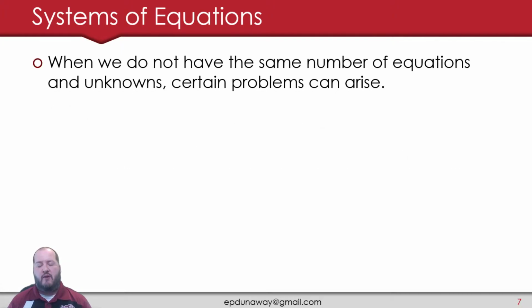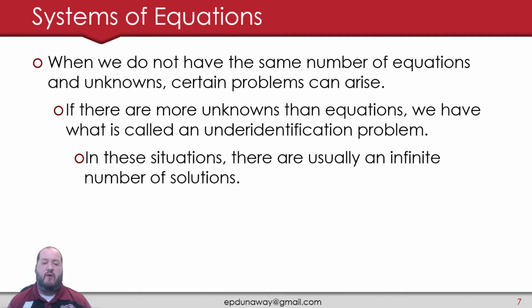So anyways, a couple other thoughts about this is if we're dealing with systems of equations and we don't have the same number of equations and unknowns, problems can arise. They aren't guaranteed to arise, but they can exist. The first one is if we have more unknowns than equations, we have what we call an under-identification problem. Basically, we don't have enough information to solve the problem. So in those situations, we can have an infinite number of solutions. Basically, a whole spectrum of values that solve out these equations, just because we don't have enough information. So that's why we're under-identified.